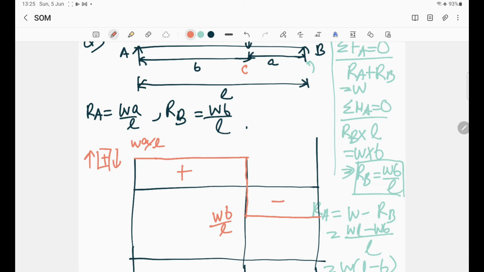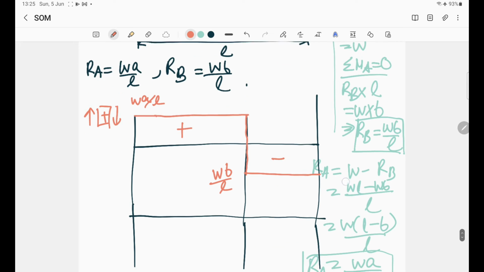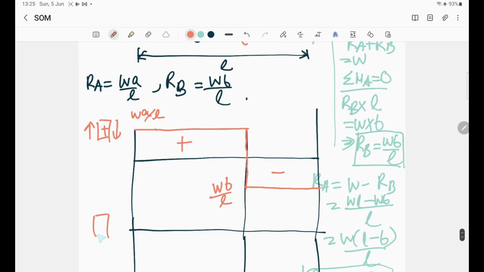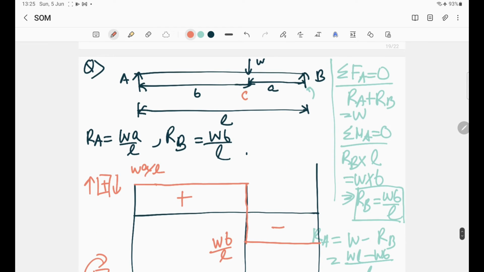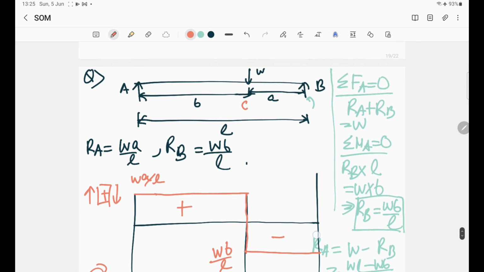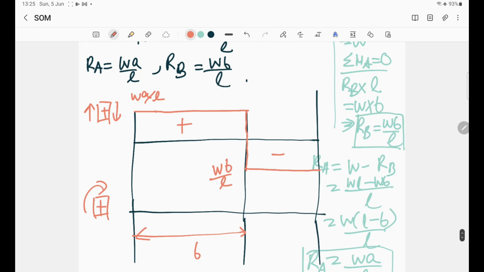Now let's go for the bending moment. For the bending moment part, what we need to do is find out the bending moment from the left side. Left side clockwise is positive, so with respect to B, the downward force, that is RA, is moving it in the clockwise direction, as you can see.